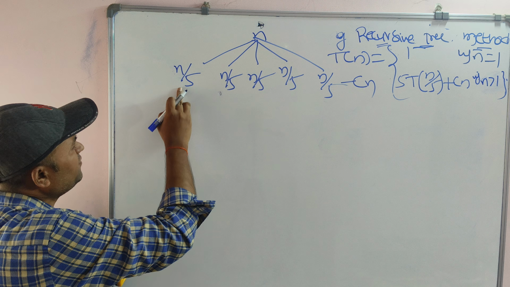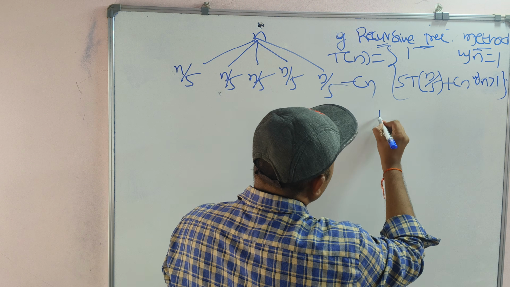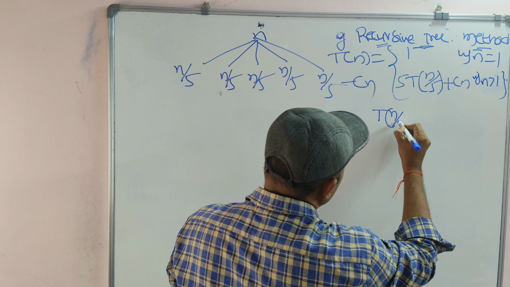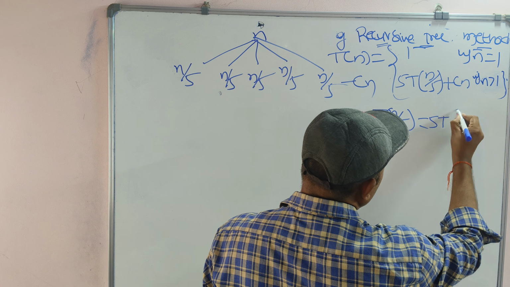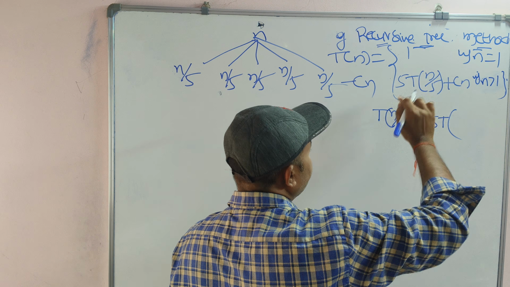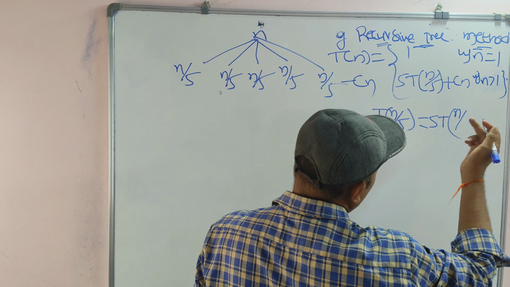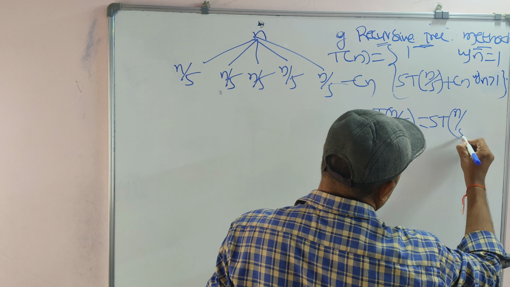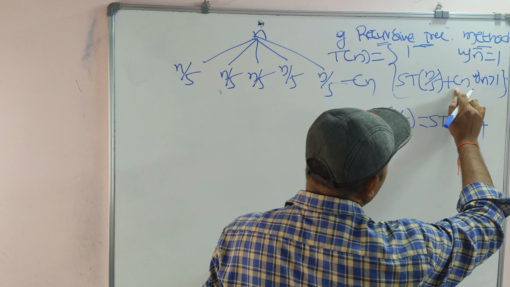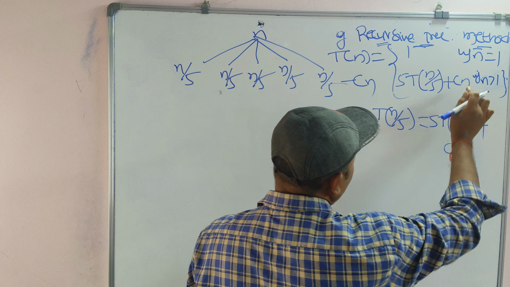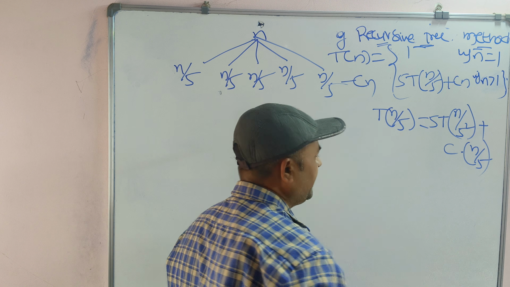Next, we have to divide n by 5. So in place of this n, substitute n by 5, just like the substitution method. So T of n by 5 equal to 5 into T of, in place of n substitute n by 5. So n by 5 by 5 means n by 5 into 5, 25. So 25 can be written as n by 5 square. So how many comparisons are required? C into, in place of n substitute n by 5. So n by 5 comparisons are required.